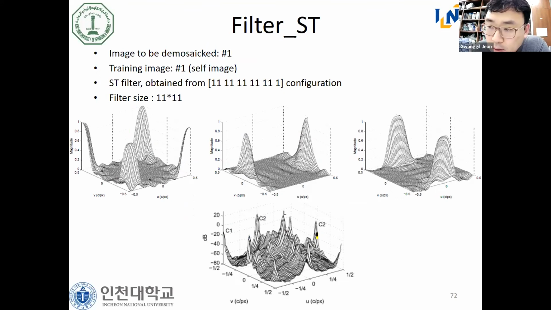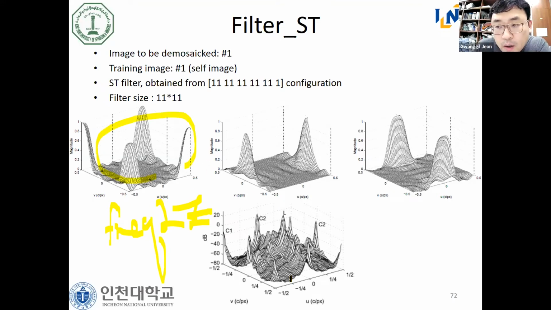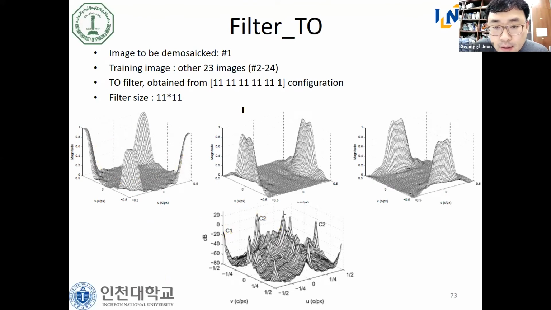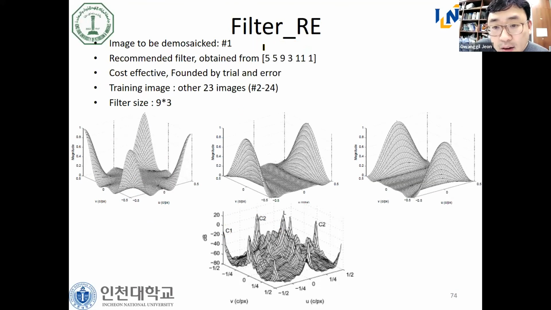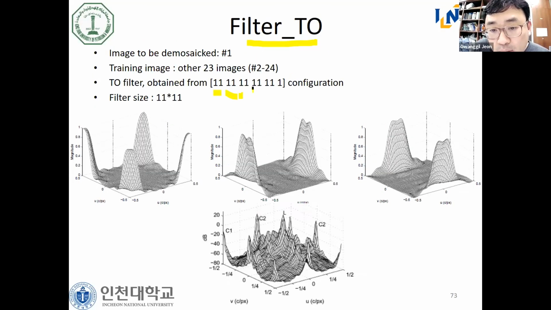Here is the result of the power spectrum, obtained by using the MATLAB function freqz2. We can see the filter. Filtering in the spatial domain is convolution, but in the frequency domain, filtering is simple multiplication. So to obtain the C1 energy, you simply multiply this filter with the CFA power spectral density. Here are the training on other images filter and the recommended filter. Now you can see the filter sizes are 5, 5, 5, 5, 9, 3, 11, and 1. Previously, it used to be 11, 11, 11, 11, 11, and 1.